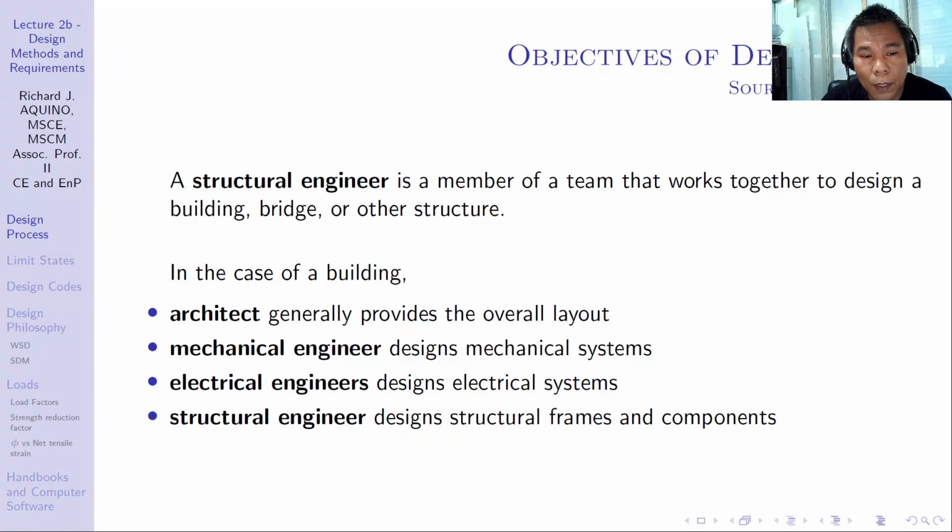In the case of a building, we have different professionals. The architect generally provides the overall layout. The mechanical engineer designs the mechanical systems. The electrical engineer designs electrical systems, and the structural engineer designs the structural frames and components.